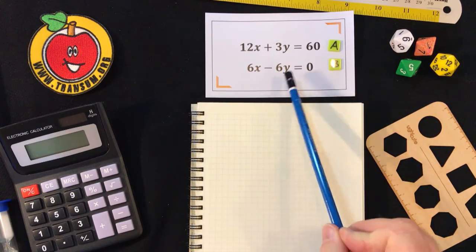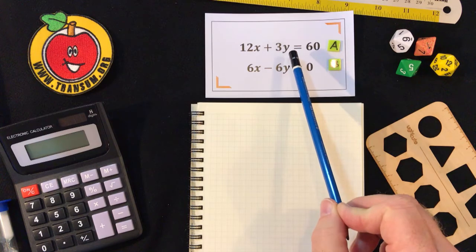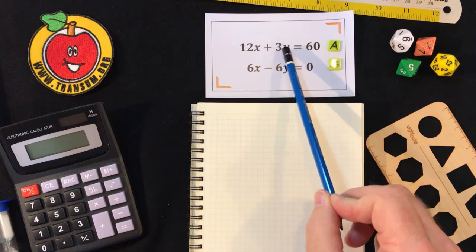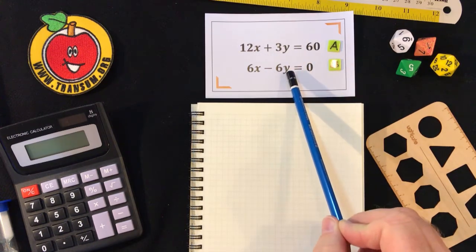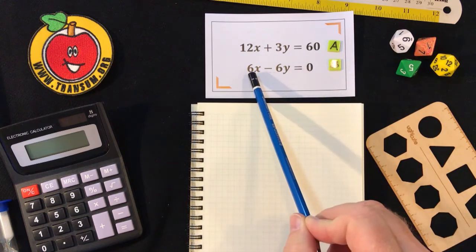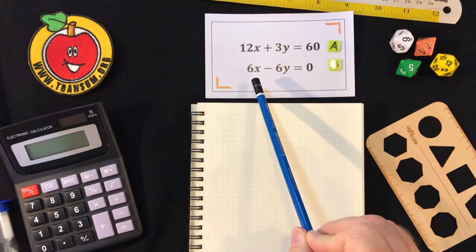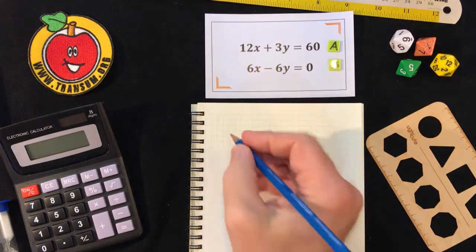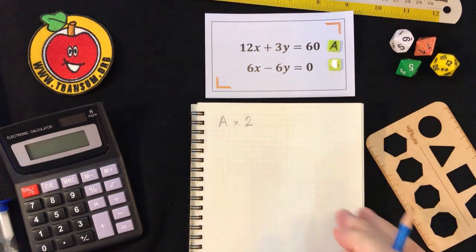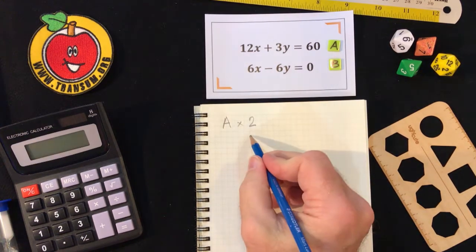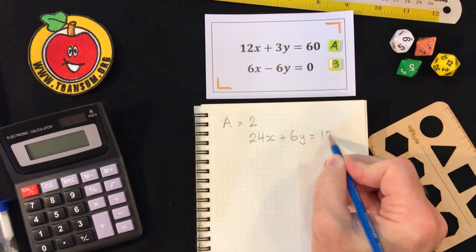So what I'm going to do is I think I'll multiply the first equation by 2, and then I'll have 6y there, and I can use these two equations now to eliminate the y's. Alternatively, I could take equation B and double every term, because then the number of x's would be the same. So it doesn't really matter what you do. I'm going to take the first idea and take equation A and multiply it by 2. So the first equation multiplied by 2 is going to give me 24x plus 6y is equal to 120.